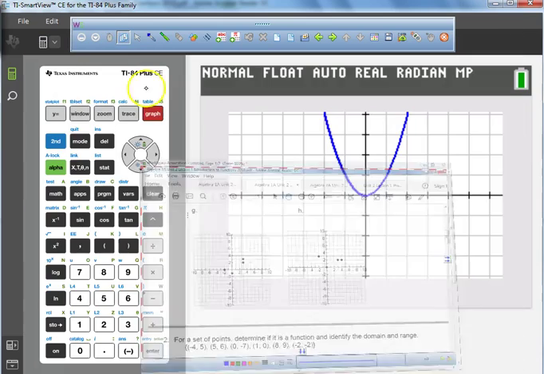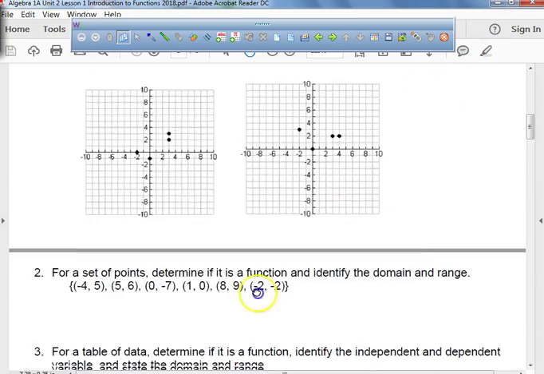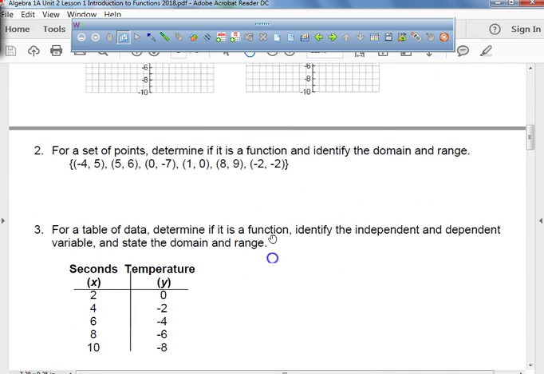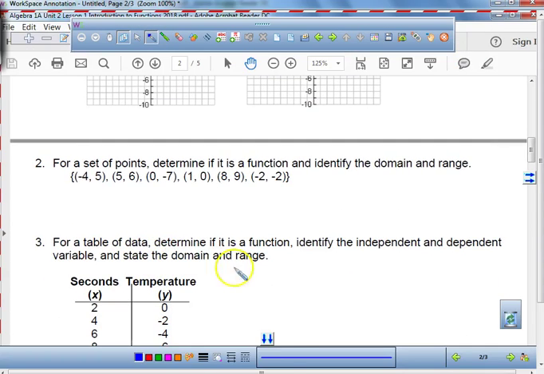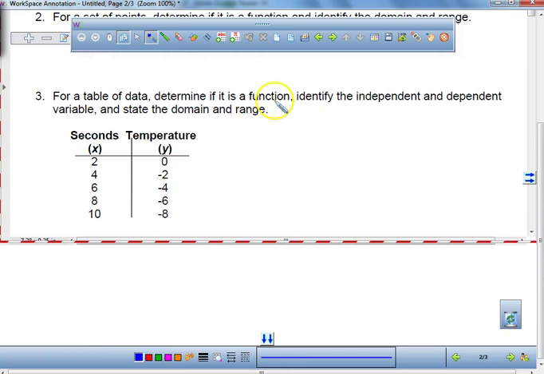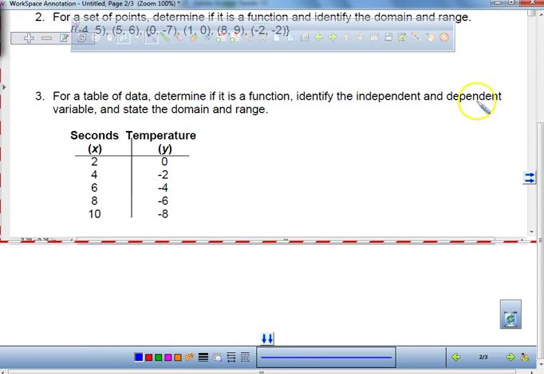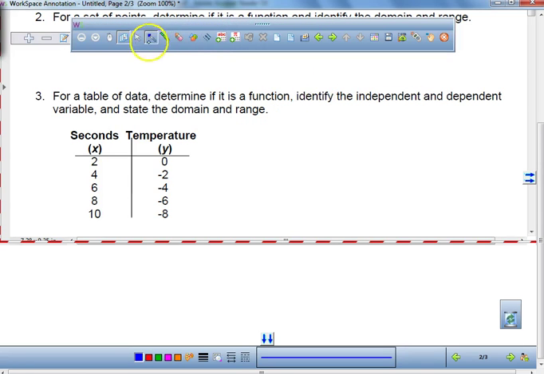Alright, next problem. Let's go down here. It says, for a table of data, determine if it is a function. Identify the independent and dependent variable, and state the domain and the range. So what does independent mean? What are we talking about? And dependent. Domain. Range.